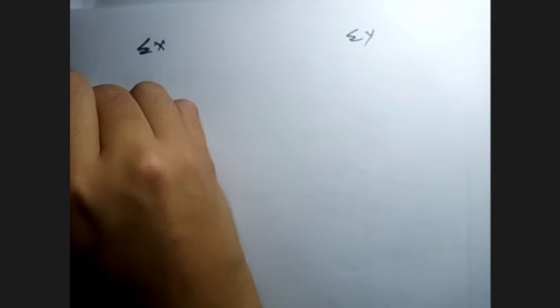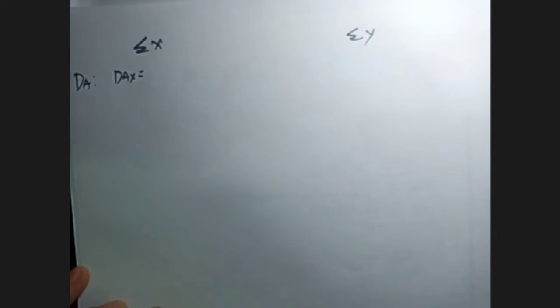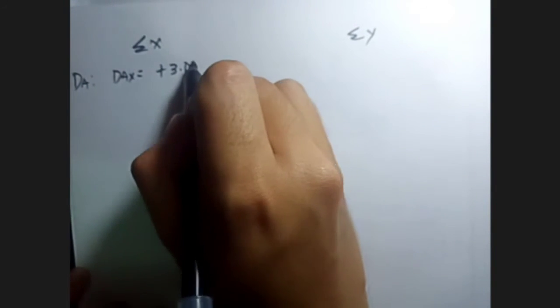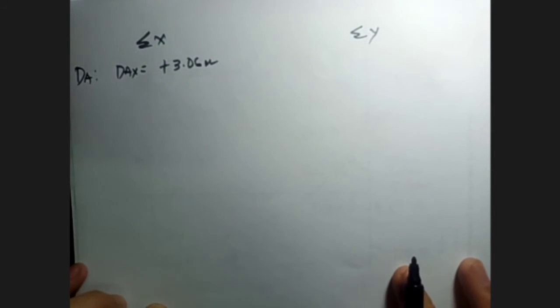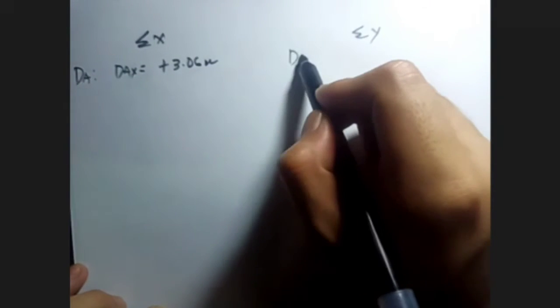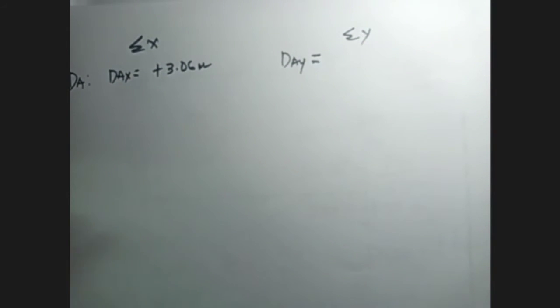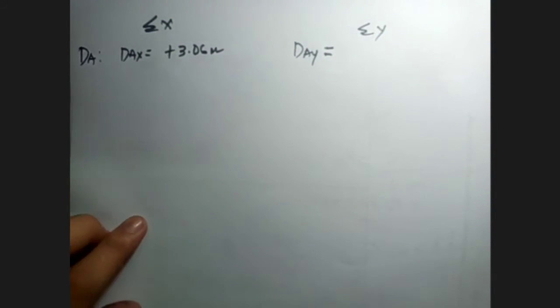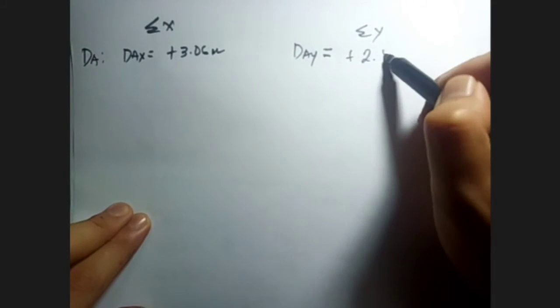All x's. In respect to D sub A, what is the x component of D sub A? That is D sub AX. Kanina, na-obtain natin equivalent to positive 3.06 meters. And we have its y component, D sub AY, equals positive 2.57 meters.